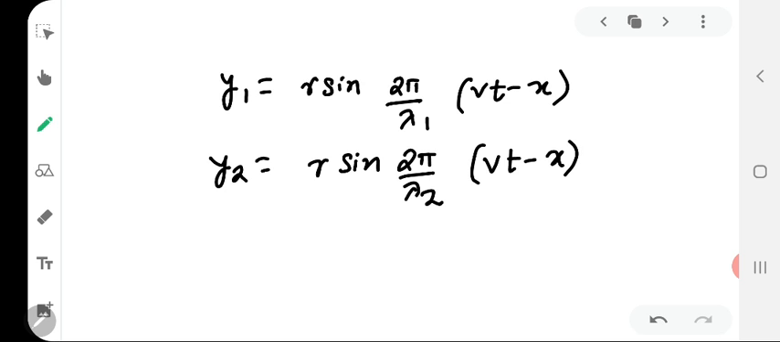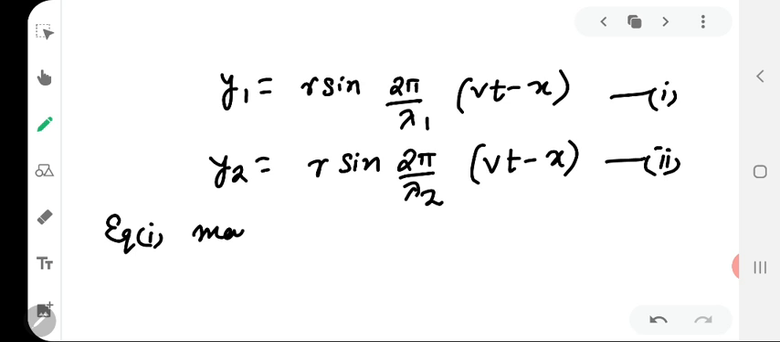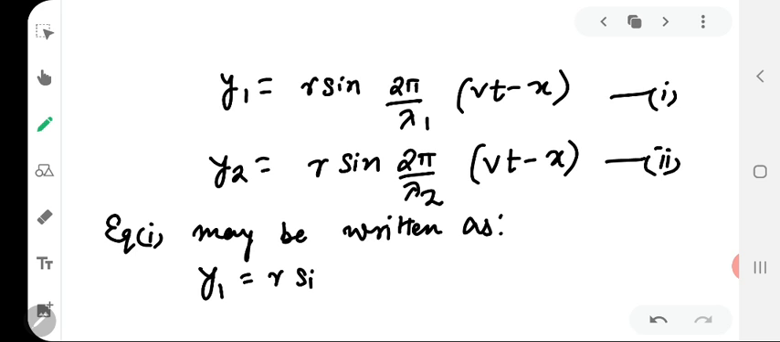Now we may write equation 1 as y1 equal to r sin 2π (v/λ1 t − x/λ1).